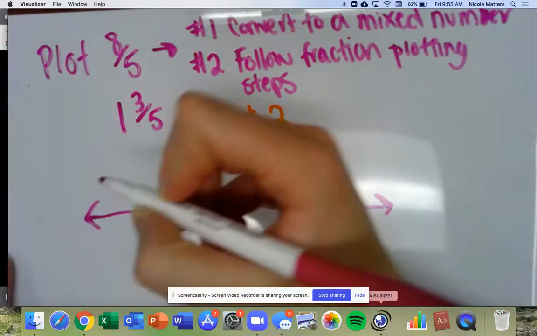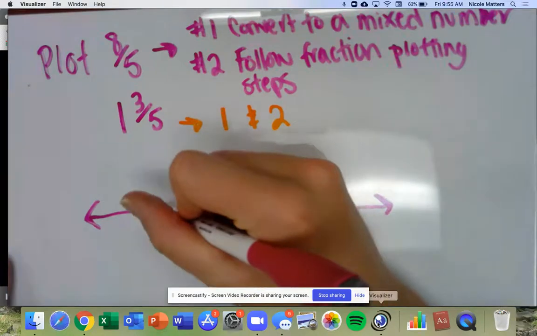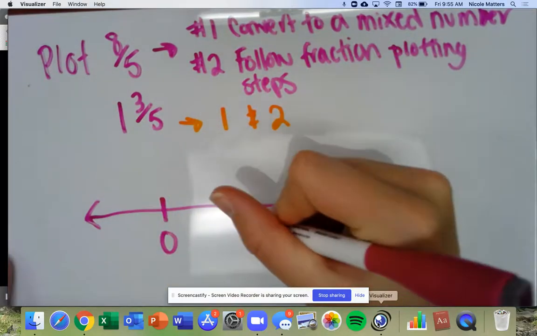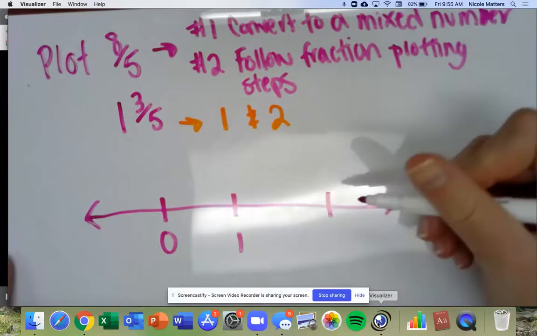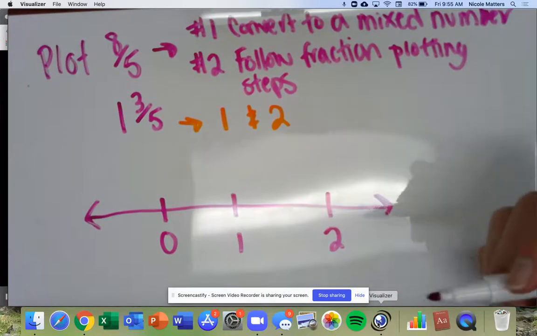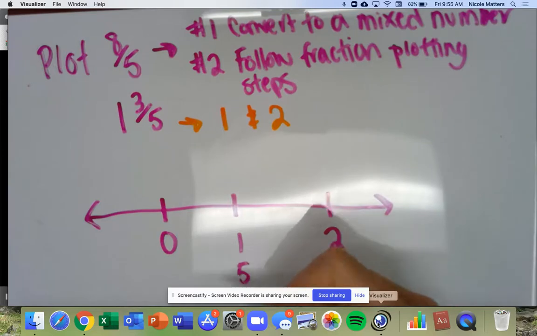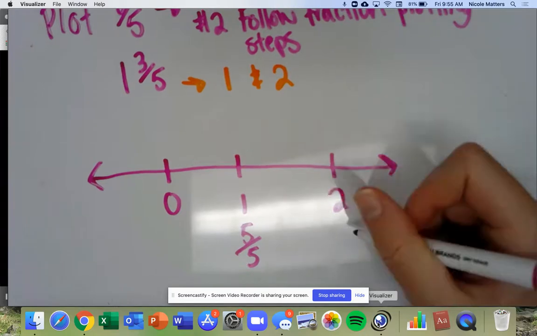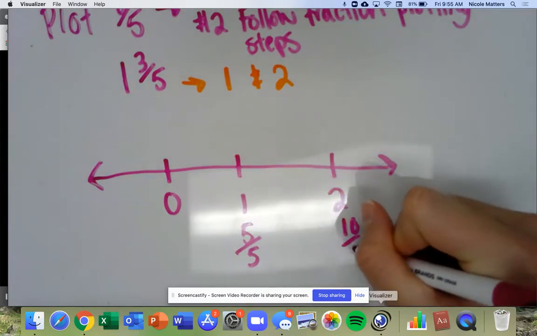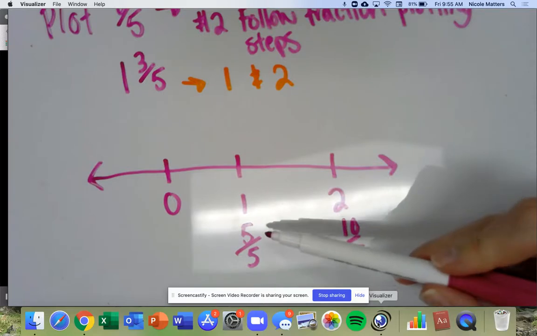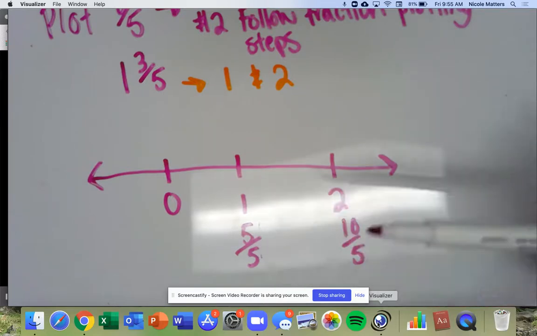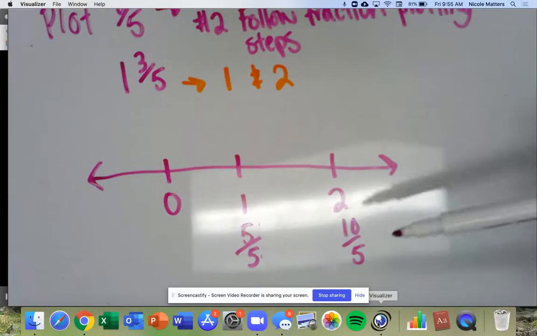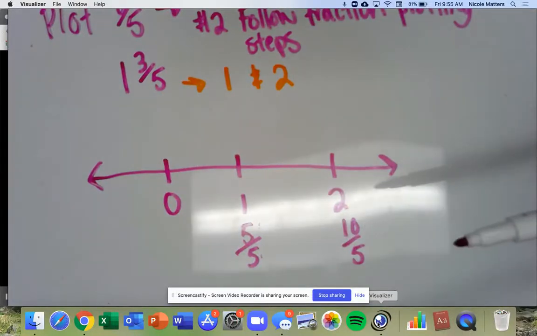So I can throw 0 on here to orient. 1 and 2. Remember, 1 is equal to 5/5. Let me scoot up so you can see that a little bit. And 2 is equal to 10/5. How did I get that? Divided the denominator from the numerator. 5 divided by 5 is equal to 1. 10 divided by 5 is equal to 2. So that helps me put my whole numbers in terms of the fractions that I'm working with.